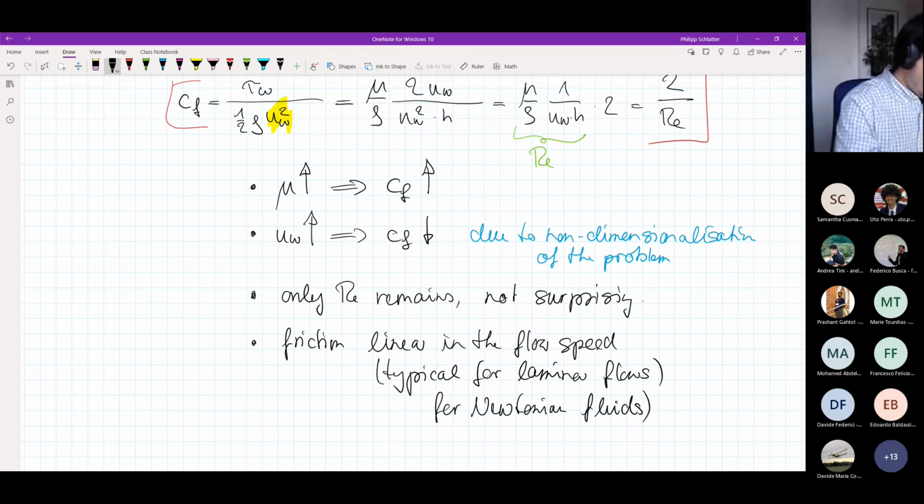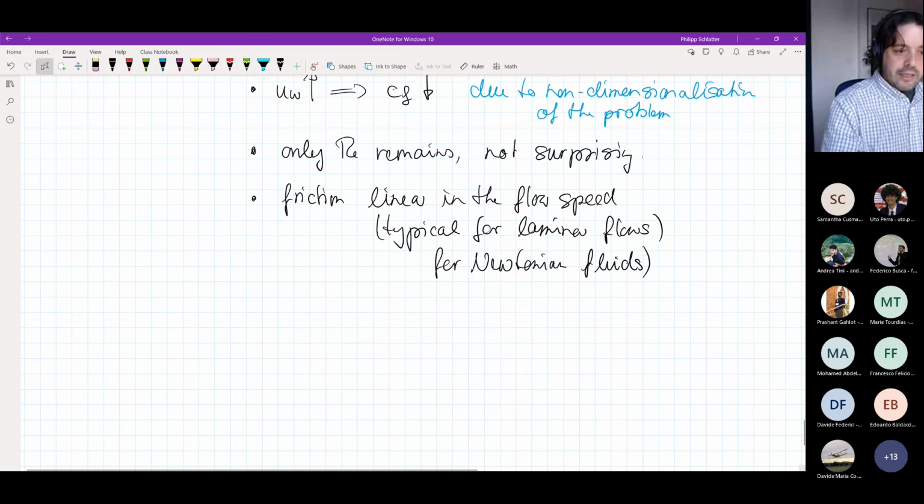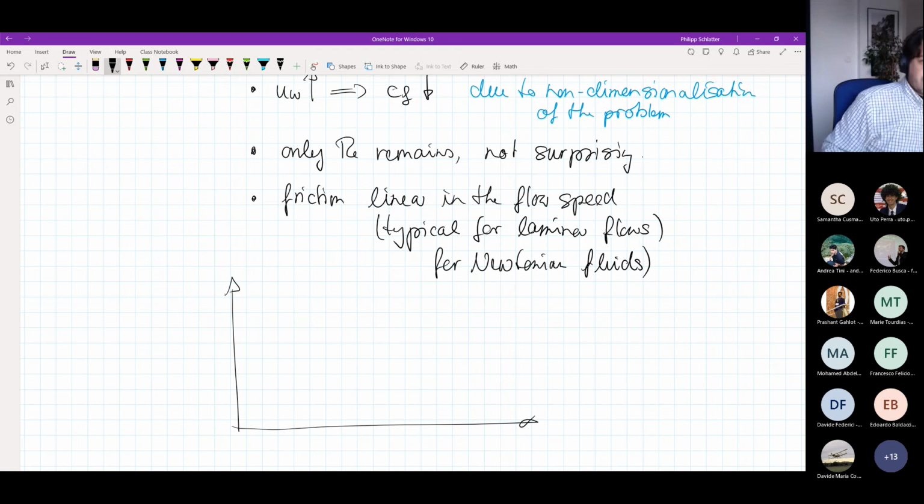Okay, then I would like to soon stop for today. There's one last thing that I would like to show you here, and I would like to start with a plot, because now we can plot all of this in a figure, and typically what one plots here would be CF versus the Reynolds number.